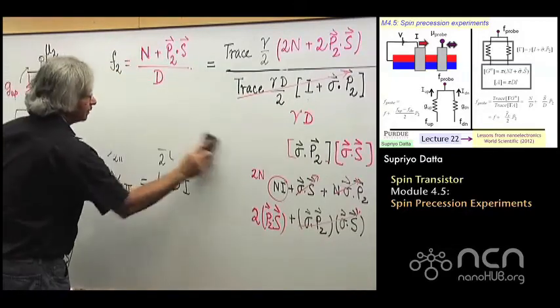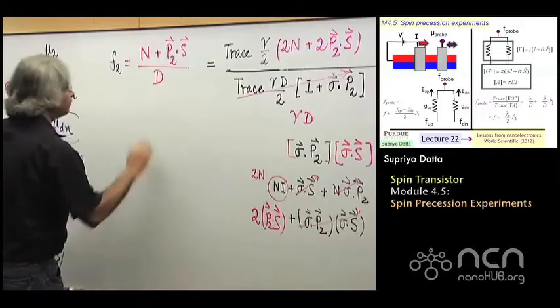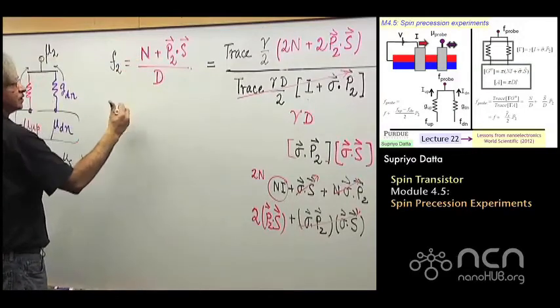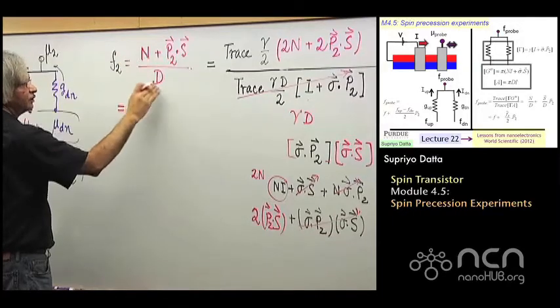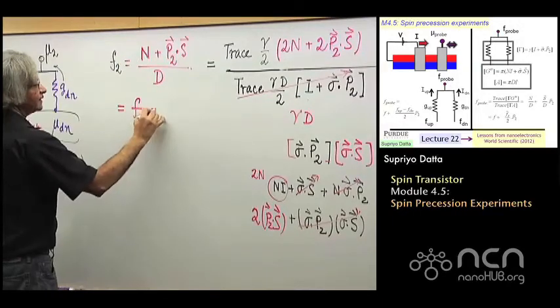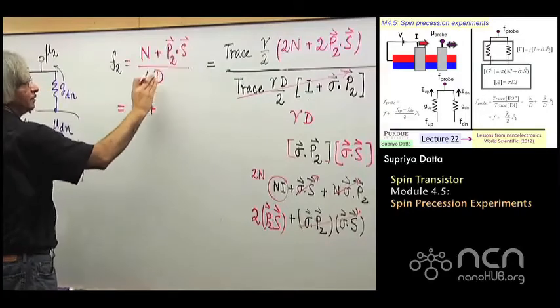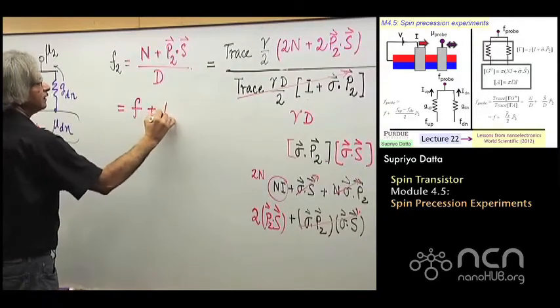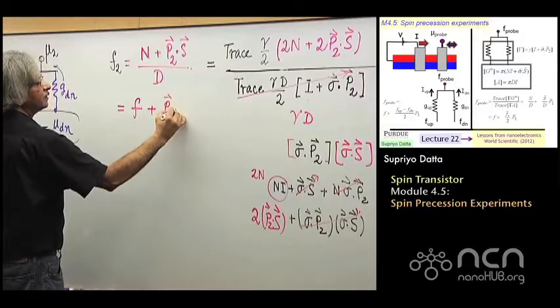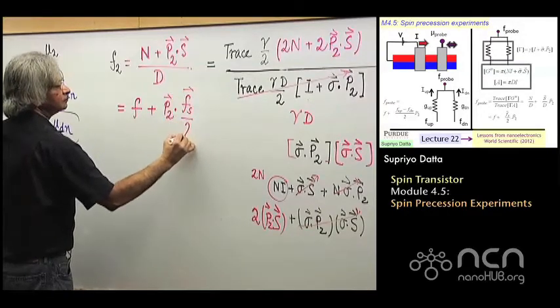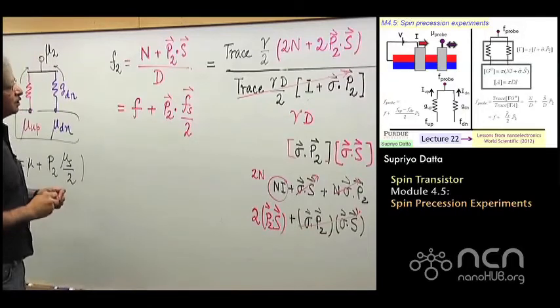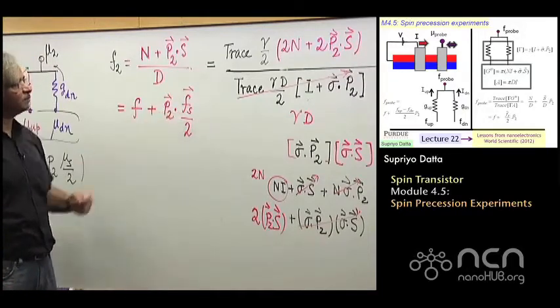Now, N divided by D is like the total number of electrons divided by the total density of states. That's what you could call the average occupation. So N over D is like F. And the second quantity, the spin divided by the density of states, is what we could define as Fs over 2. Like a spin occupation or the spin potential.